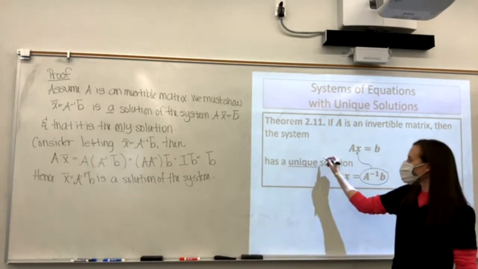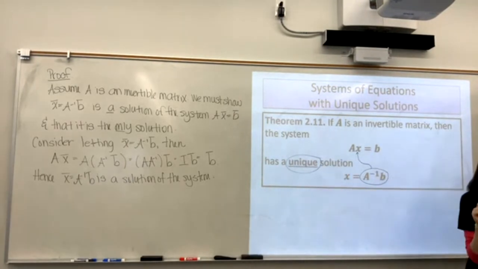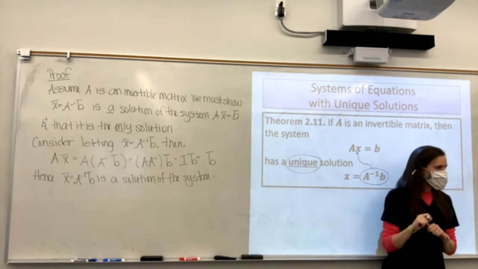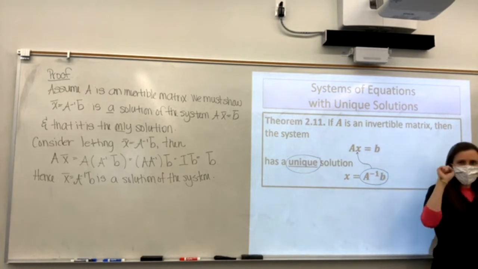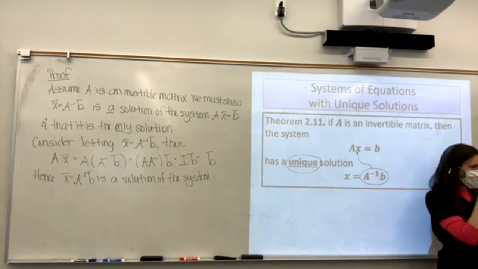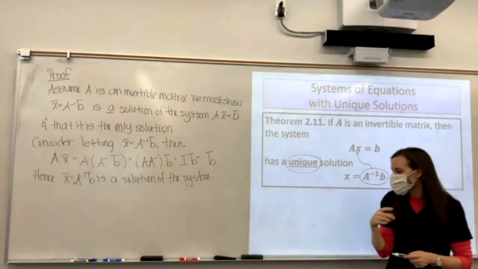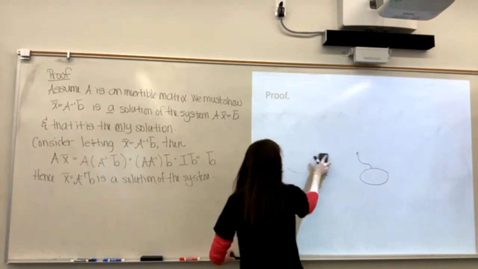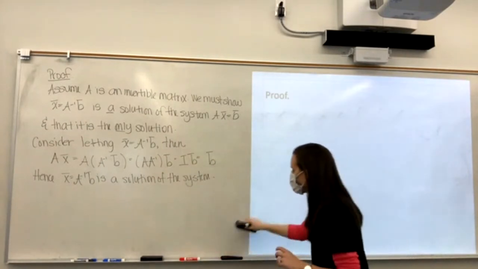Okay, the second half is that uniqueness part, that it's the only solution. So we talked about how we do uniqueness proofs on Friday. Remember the trick? We assume that we have 2 and then show that they're actually the same thing, right? So that's what we're going to do. We're going to assume that we have another solution.